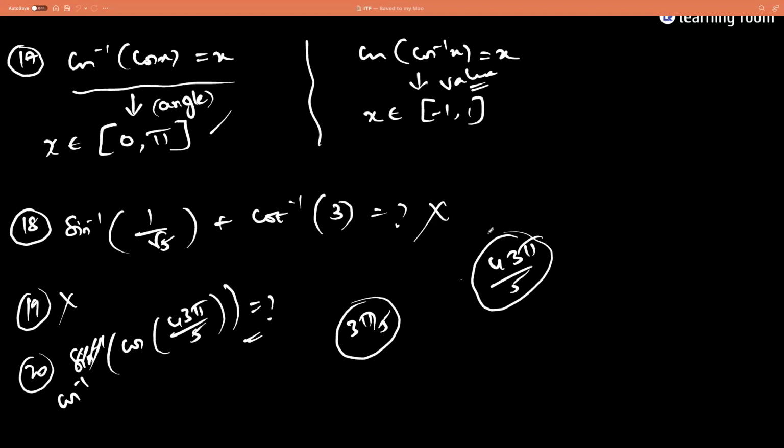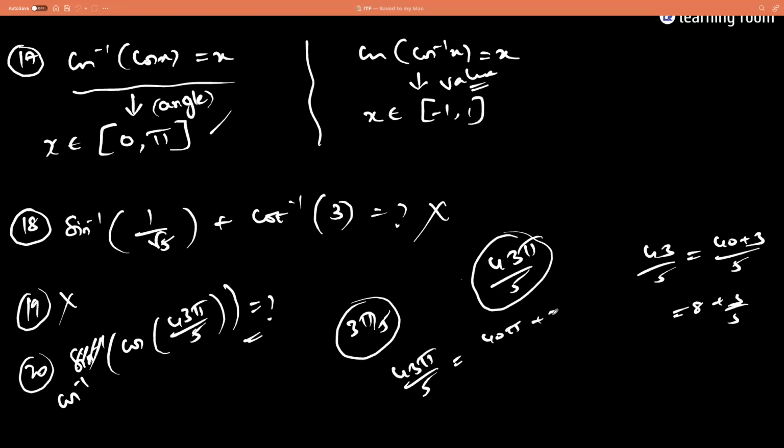See, when the numerator is greater than the denominator, write the numerator as the closest multiple of the denominator. So if I divide 43 by 5, what will I get? 40 plus 3 by 5, can I write it? That is 8 plus 3 by 5. So 43 pi by 5, I'll write it as 40 pi plus 3 pi, the whole divided by 5. So it will be 8 pi plus 3 pi by 5. So what is cos of 8 pi plus 3 pi by 5?